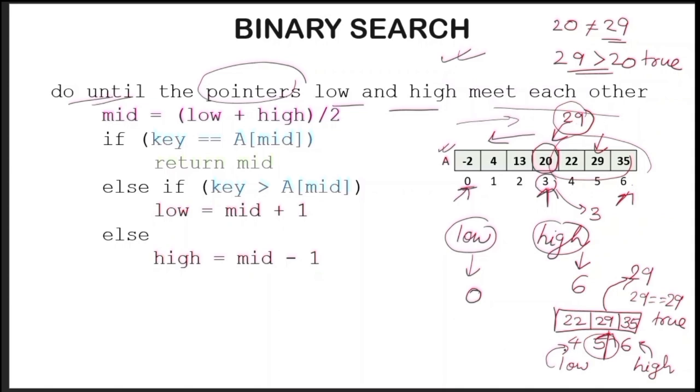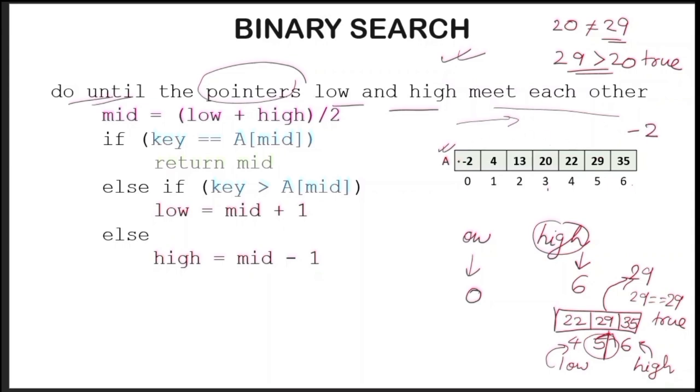and the array index 5 will be returned as your output. What happens if the element is smaller than 20? Let's consider the next case, in which the element is smaller than 20. Suppose we have to search the element -2, whether -2 is present in this array or not.